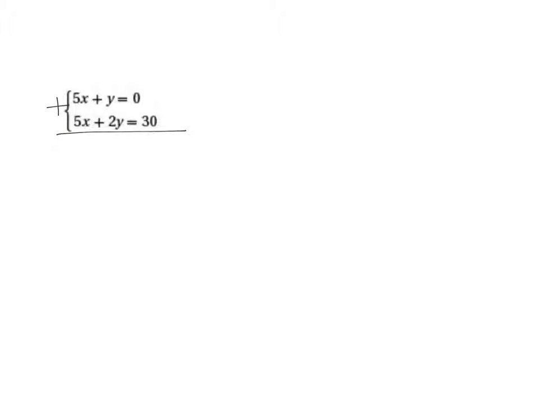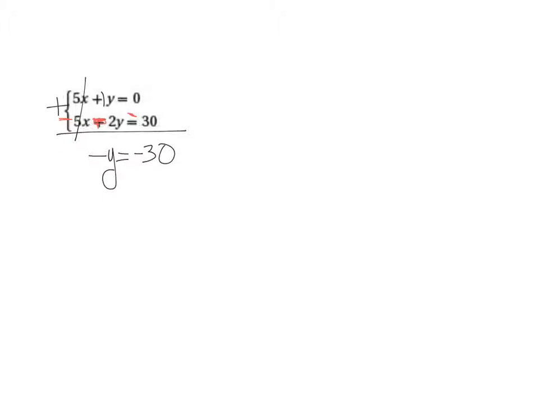I can just change the sign of everything. So to make this negative, I'd also have to change the sign of the 2y, that's going to become negative, and change the sign of the 30, and that's going to become negative. And now I can go ahead and add. So 5x and negative 5x canceled. 1y minus 2y, or 1 plus negative 2y, gets me negative 1y, or negative y. And 0 minus 30 gets me negative 30.